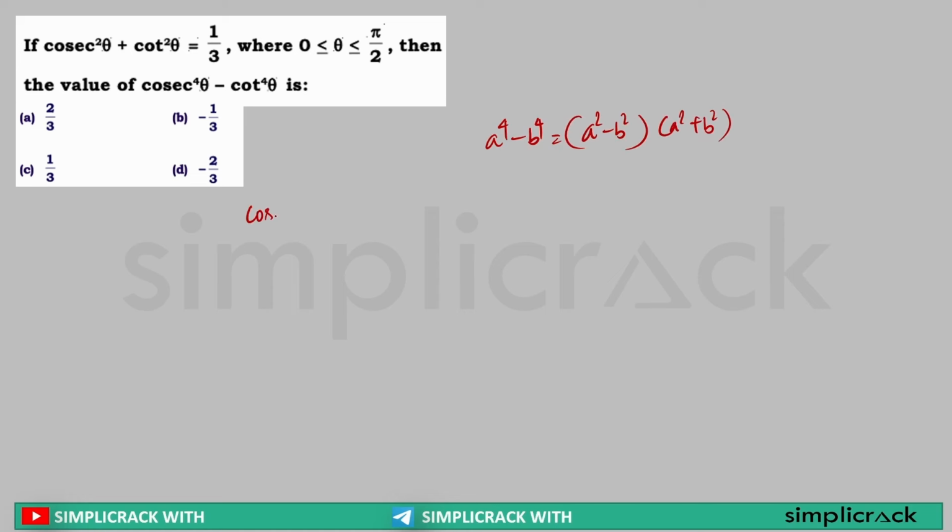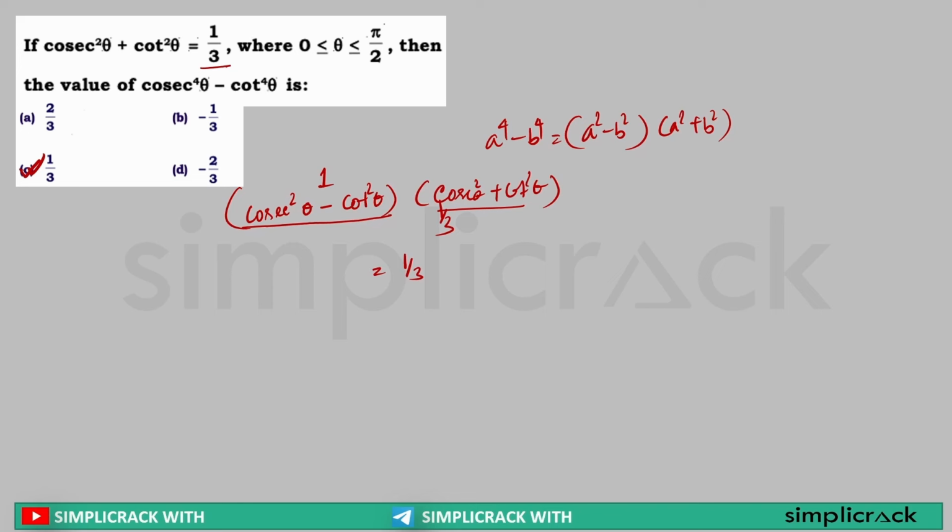So this can be written as cosec square theta minus cot square theta into cosec square theta plus cot square theta. Sir, cosec square theta minus cot square theta is equal to 1. Cosec square theta plus cot square theta is given as 1 by 3. So this value is equal to 1 by 3. Option C is the right answer. See how simple this is? This is an SSC CGL 2022 question. Clear? Yes or no? Got it?